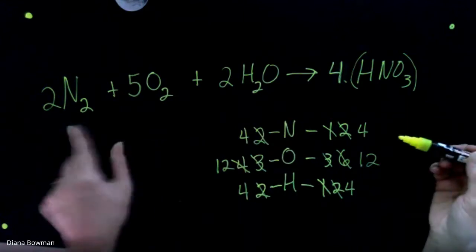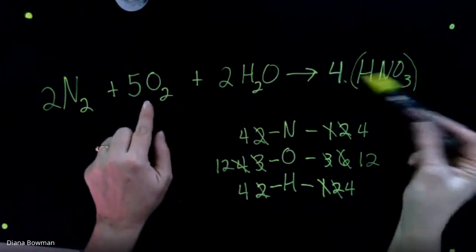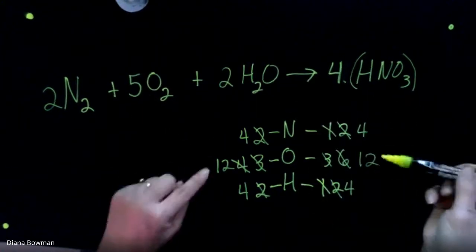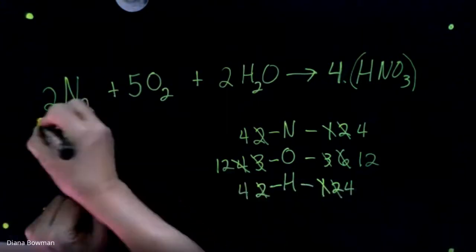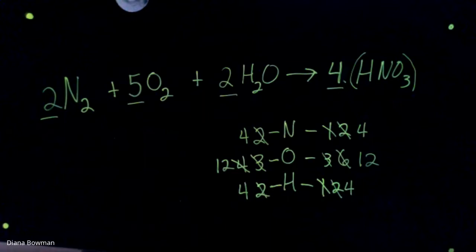So yeah, this one looked like it was super easy, but really you had to do a little strategy, didn't you, to try to get these oxygens right, since there's oxygens in 2 places. So 4, 12, 4. This is going to be a coefficient of 2, a coefficient of 5, coefficient of 2, and a coefficient of 4. All right, there's that one. That's problem number 3 that I've done.